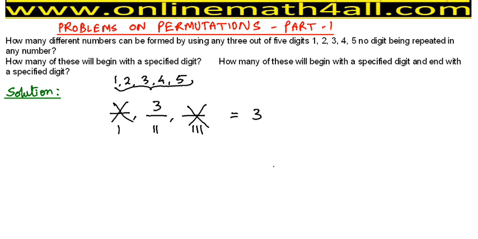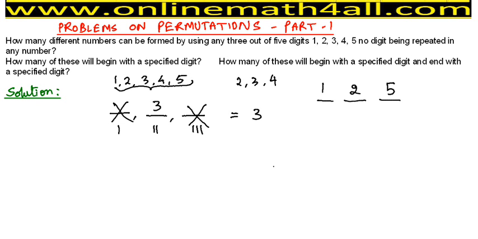For example, let us consider we start with a specified digit. I just assume the specified digit is 1 and we end with a specified digit, which I assume is 5. So 1 and 5 have already been fixed at the first and third place. We just have to fill the middle part, that is the second place. For the second place we have 3 options, that is 2, 3, 4. So I can fill 2.